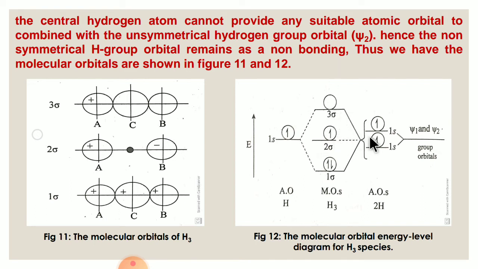Further, the remaining 1s electron of the other hydrogen atom does not combine with any other orbital because of the unavailability of an atomic orbital of HC. Therefore, it will remain non-bonding, denoted by 2 sigma. So, this is the molecular orbital diagram of the H3 molecule.